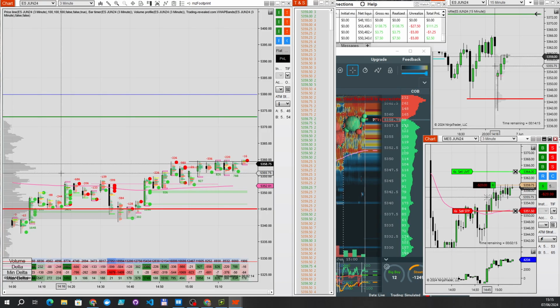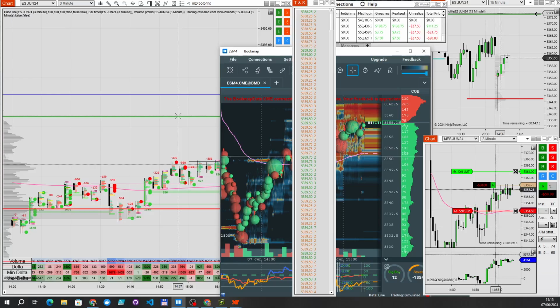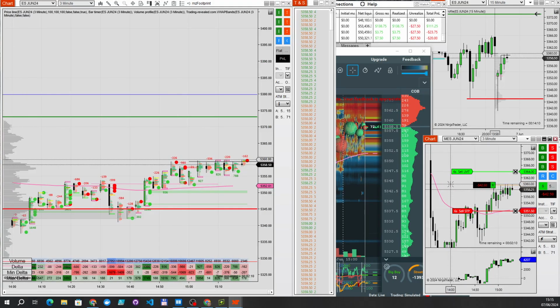The dollar extending gains, hitting 157 against the yen, last up 0.9%, currently on track for its biggest daily percentage rise since late April. Come on, squeeze.